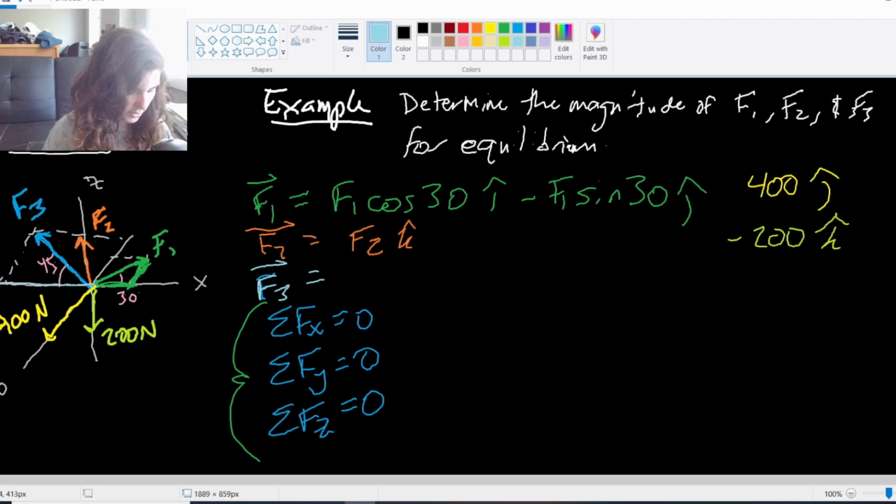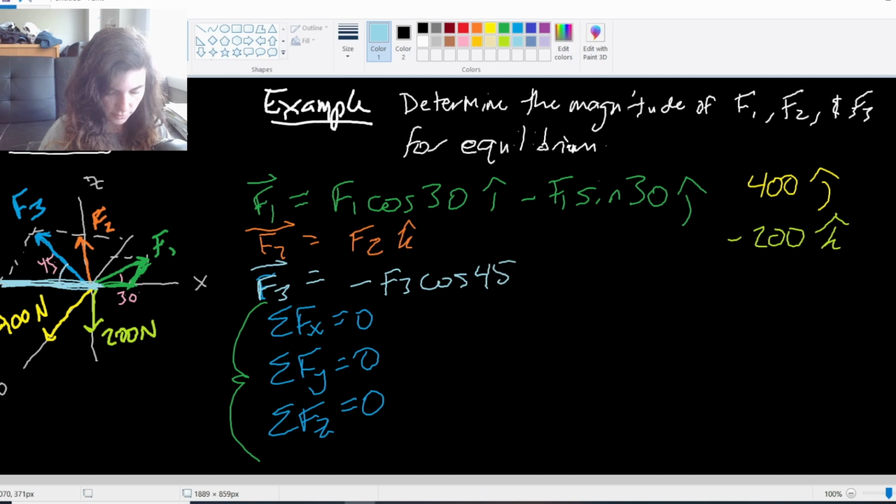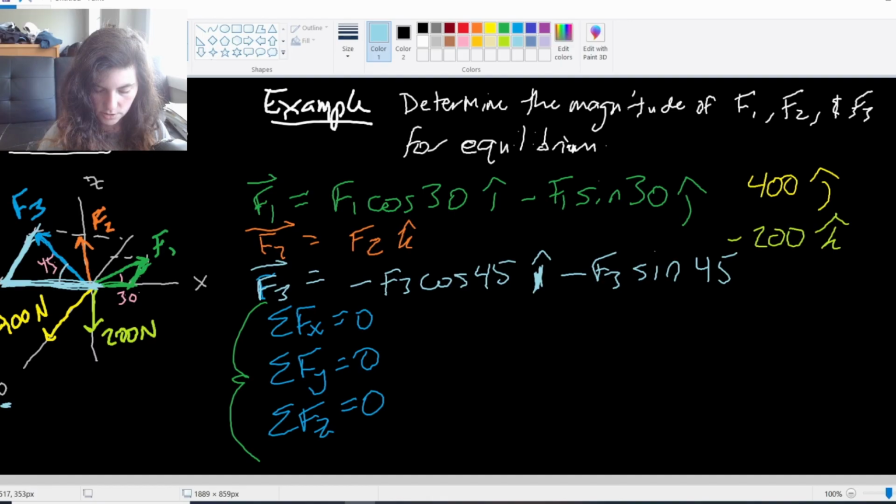So our x component is in the negative x direction, and it is going to be cosine of this 45-degree angle. So negative F3 cosine 45 i hat. That's it. That's an i hat. And now we'll look at our y component here. Our y component is again in the negative direction, this is our negative y direction. Negative F3 sine, because it's opposite of the angle over here, sine 45 j hat.